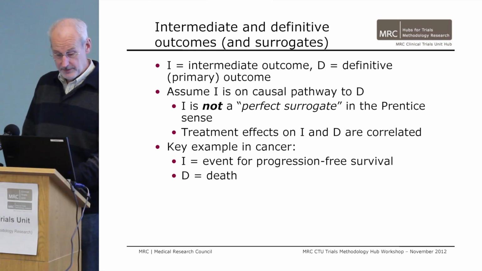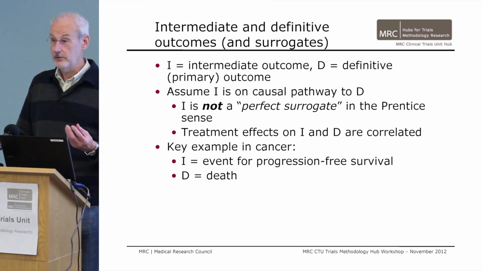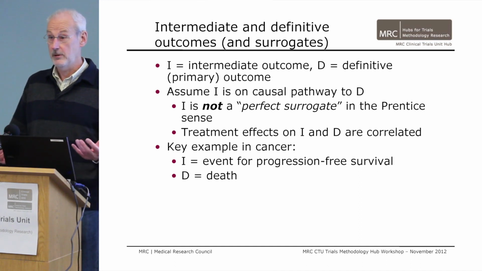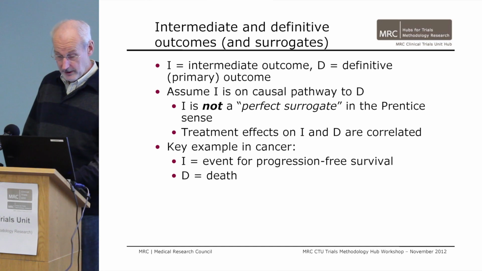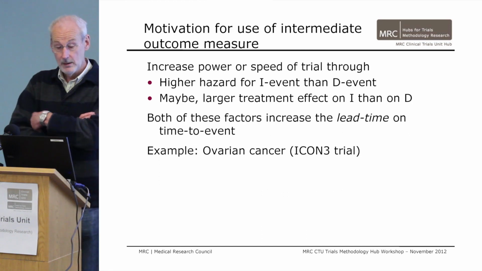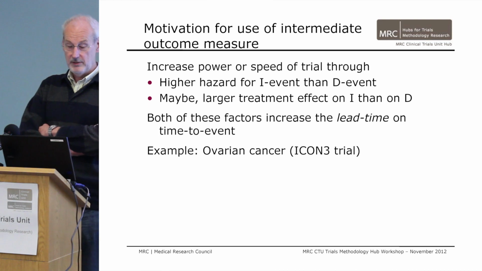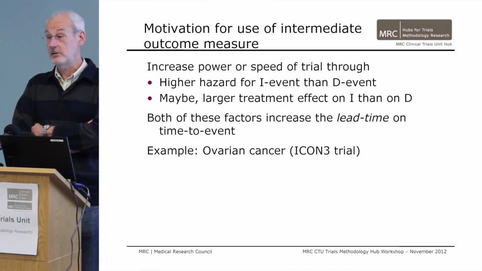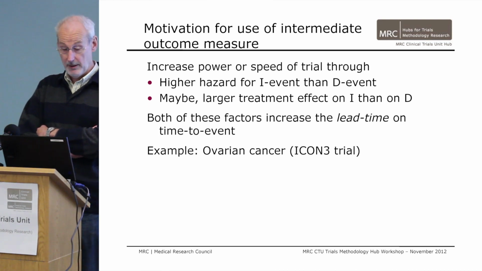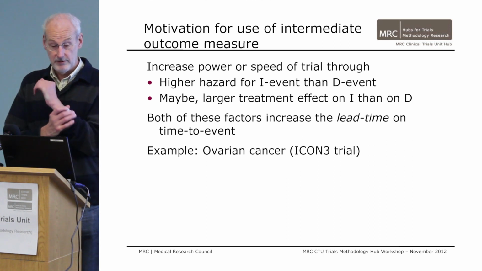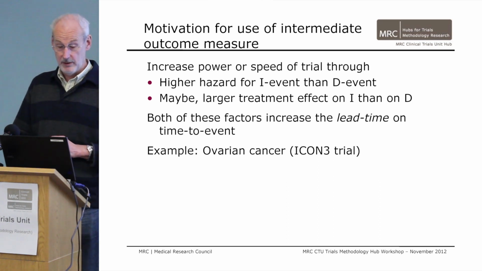So it's pretty obvious that if a cancer spreads, it's on the causal pathway to death. I mean, this is quite clear. There are other situations where it may be less clear, and then one has to be very careful and think about that. So why do we want to use this, or why indeed do we even consider using an intermediate outcome measure when we've already got a definitive one in mind? Well, basically because it increases the power or the speed of the trial.